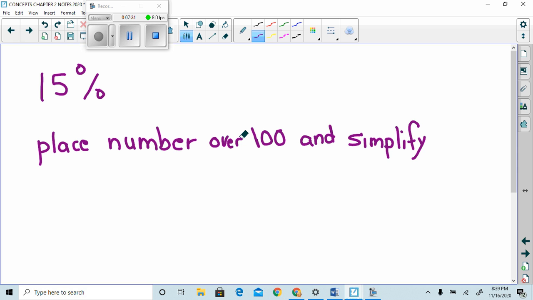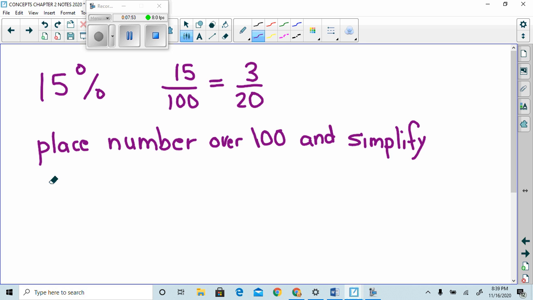To convert 15% to a fraction, you take it and you place it over 100 because percent is per 100. So step 1, place number over 100, and then step 2 is to simplify. Divide by the GCF, which is 5. There you have your percent as a fraction.